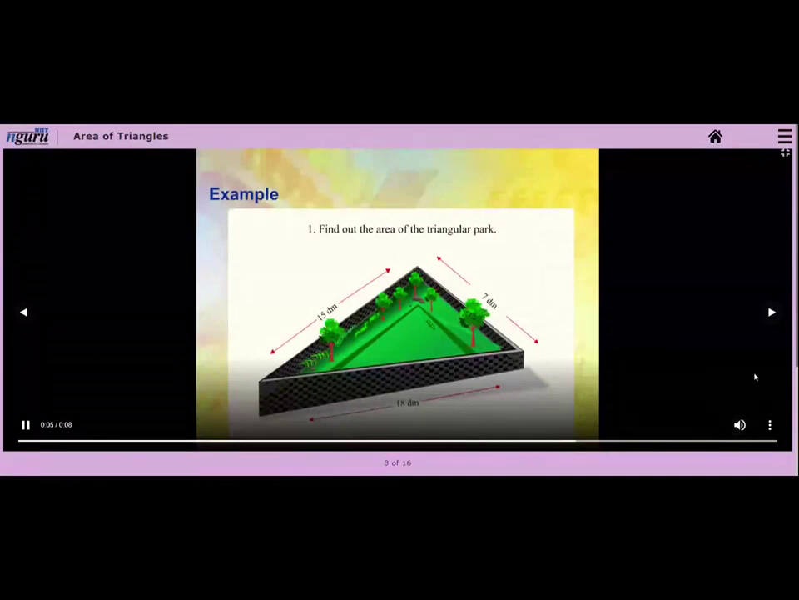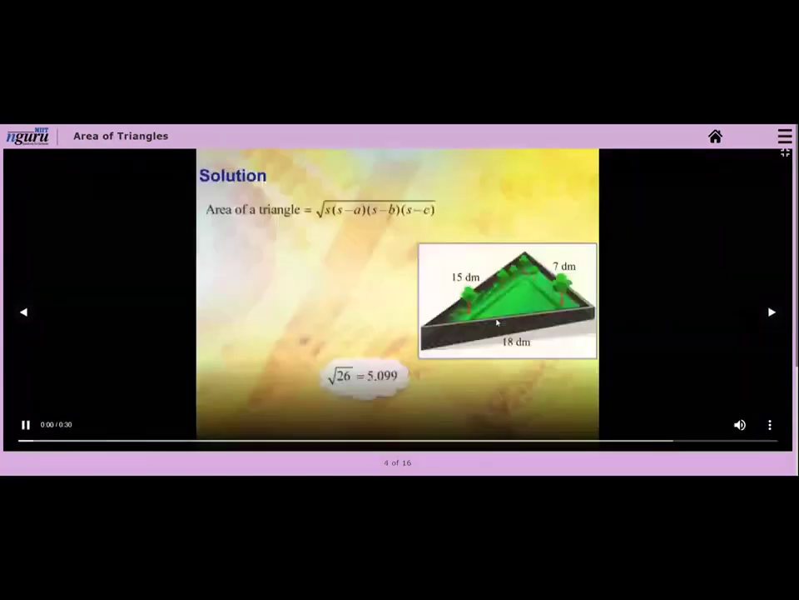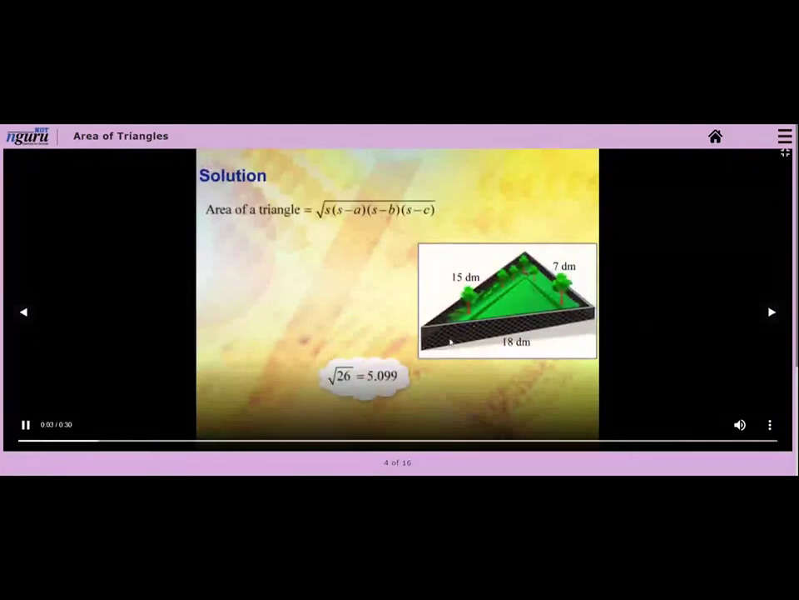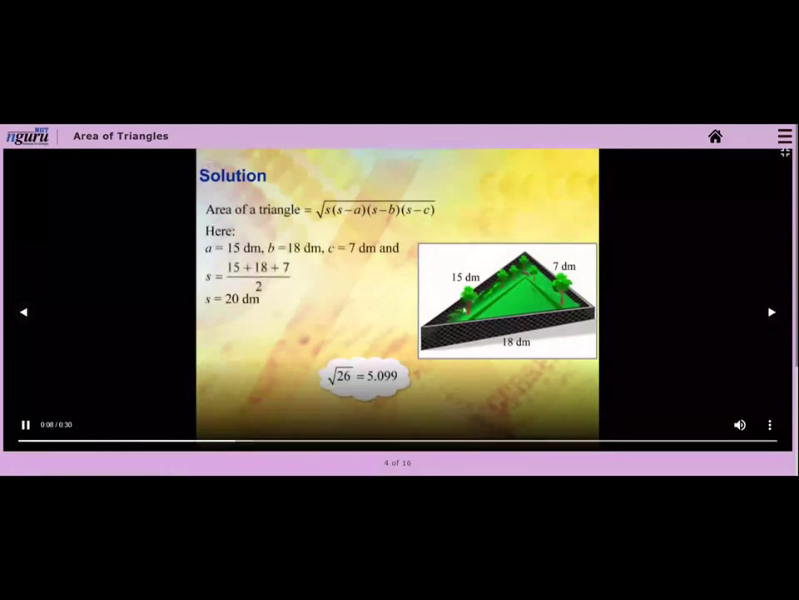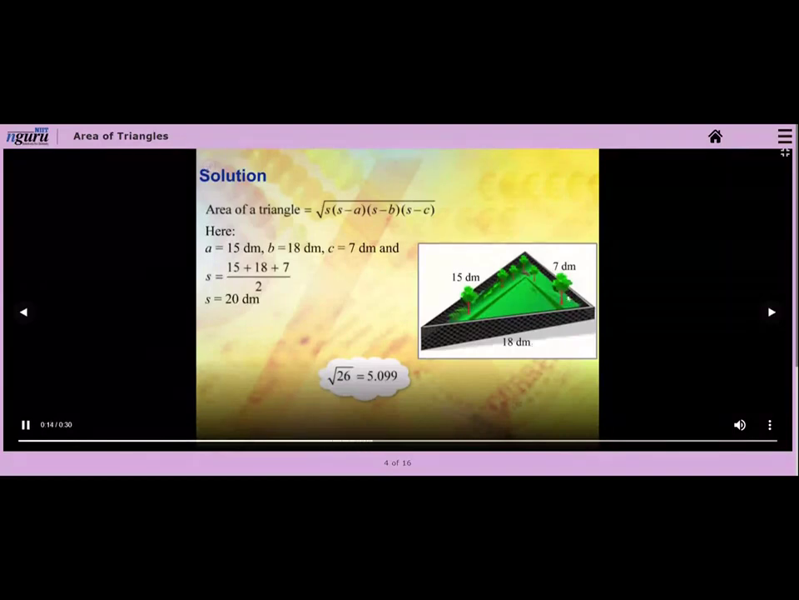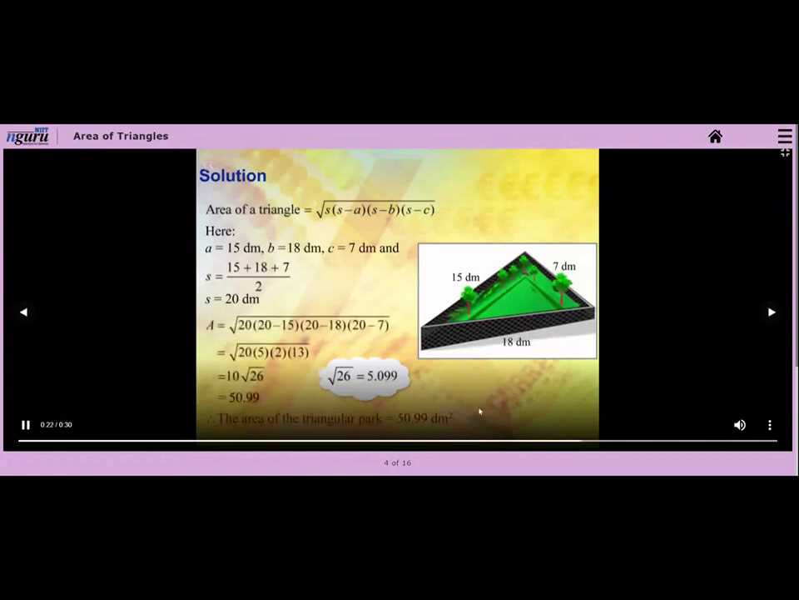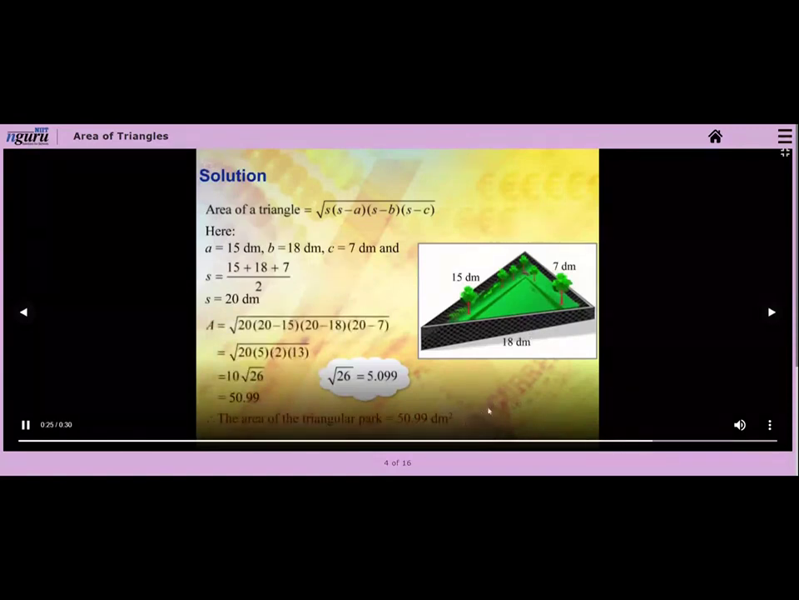Find out the area of the triangular park. Here they have given the three sides of this triangle. We have to calculate the area of the park. Since all the sides of the triangular park are known, Heron's formula can be used to find out its area. Here, side a is equal to 15 decimeters, side b is equal to 18 decimeters, side c is equal to 7 decimeters, and the semi-perimeter is 20 decimeters. Substituting these values in Heron's formula and solving, we get the area of the triangular park as 50.99 square decimeters. Is it clear? Yes, ma'am.